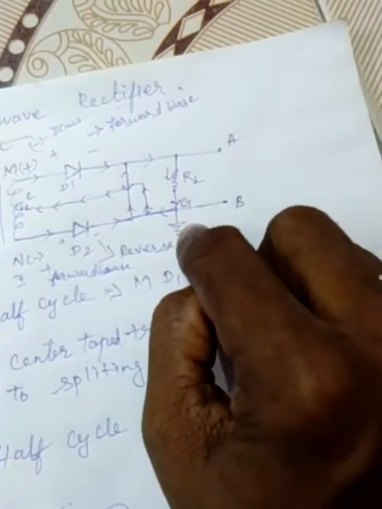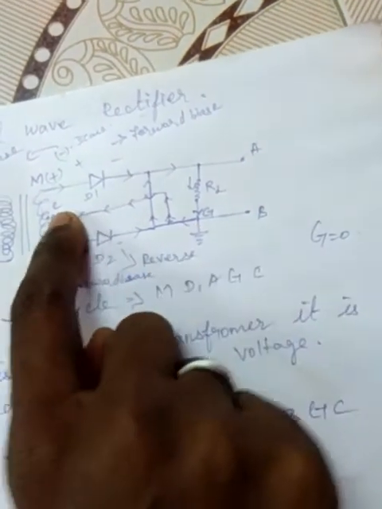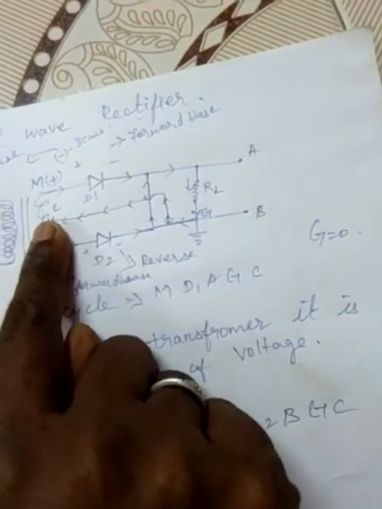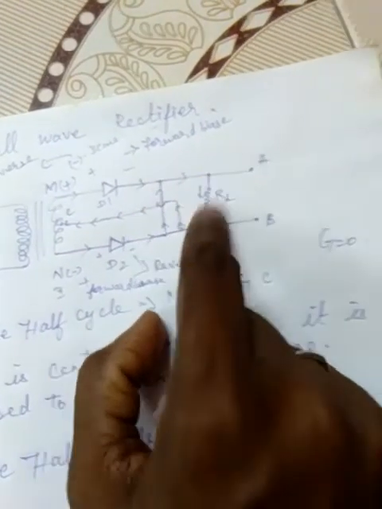RL, it's going to the ground level. Then the C, the center tapped transformer, it's going to here. So this side again it's coming to that, moving here and coming. So this is the forward bias. So then it is okay, it's alternate.